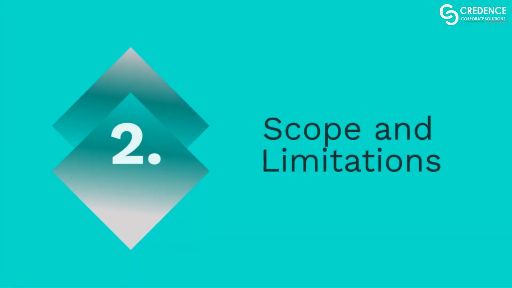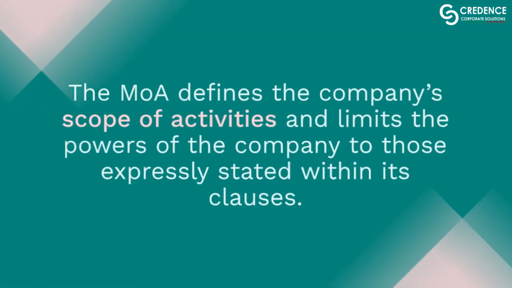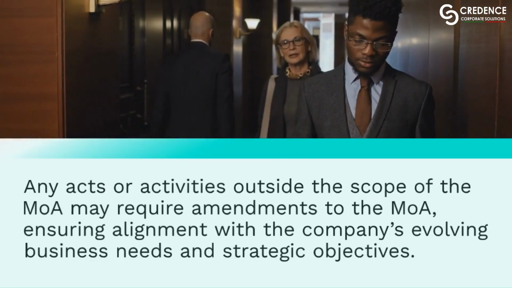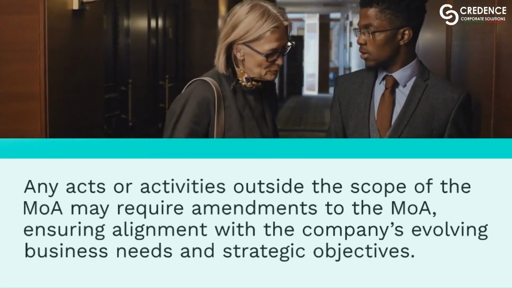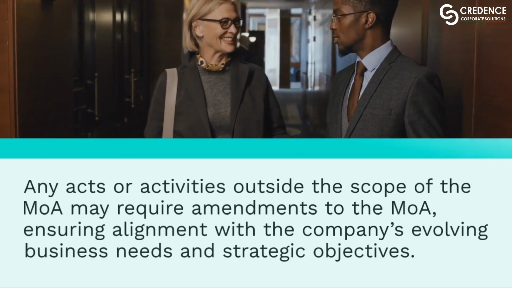2. Scope and limitations. The MOA defines the company's scope of activities and limits the powers of the company to those expressly stated within its clauses. Any acts or activities outside the scope of the MOA may require amendments to the MOA, ensuring alignment with the company's evolving business needs and strategic objectives.